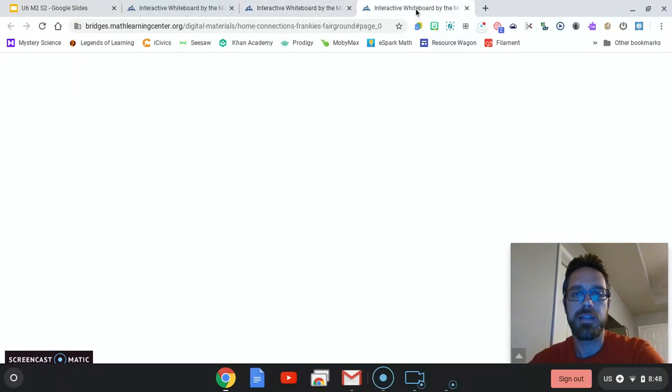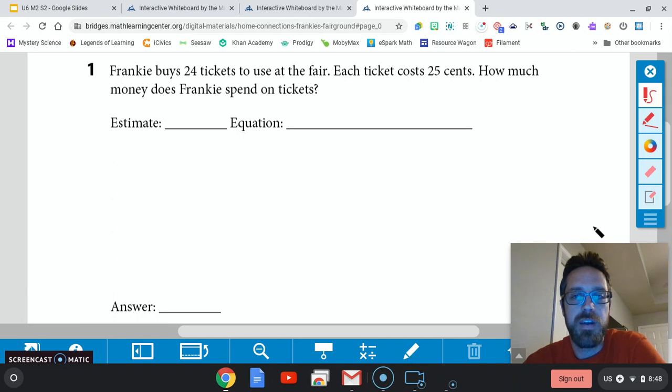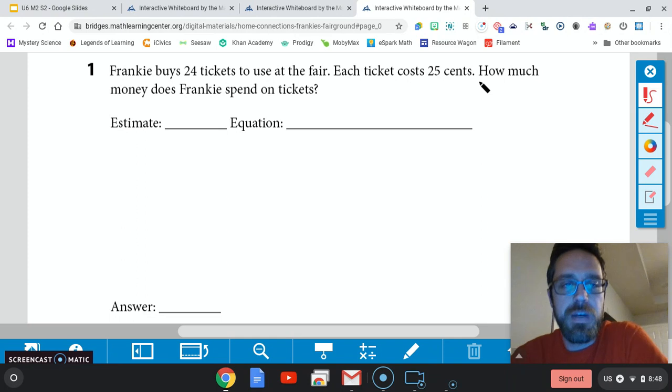All right, and let's look at one review problem here. It says Frankie buys 24 tickets to go to the fair. Each ticket costs 25 cents. How much money does Frankie spend on tickets?